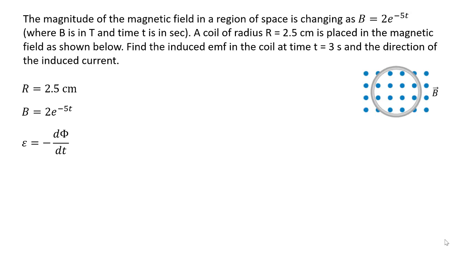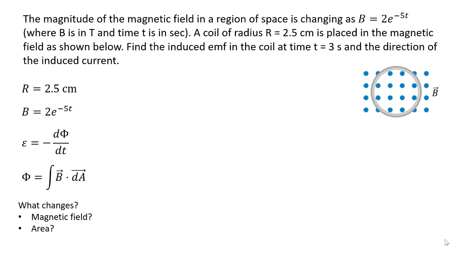For that, we need to find the flux. So we start by calculating the flux using the definition of flux. Flux equals the integral of the dot product between the magnetic field B and the area dA. In evaluating this integral, we need to figure out first what changes. Does the magnetic field change over the area? Well, the magnetic field changes over time, but it does not change over the area.